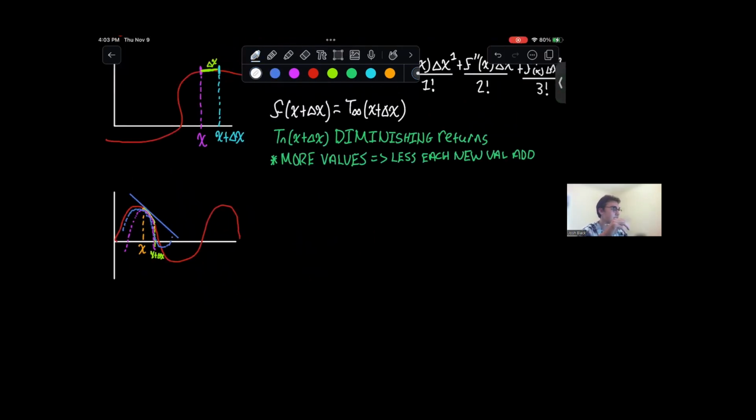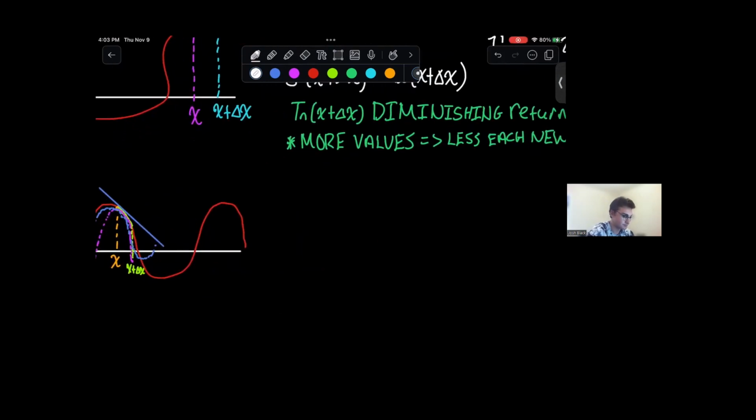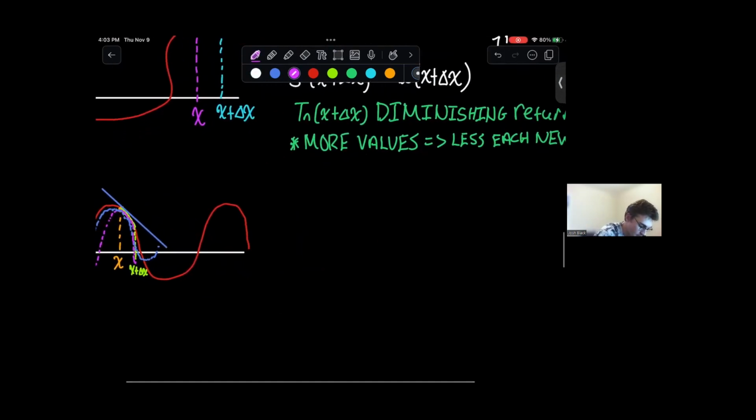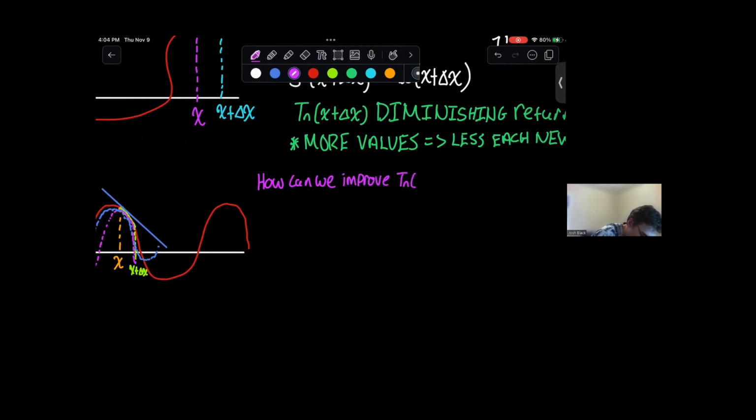And something that I think is good to add is how can we improve our Taylor polynomial? There's two ways. Way number one is obviously add more terms. Number two is to decrease delta x. Remember what I did at the very beginning there?